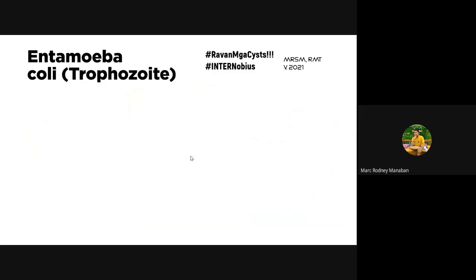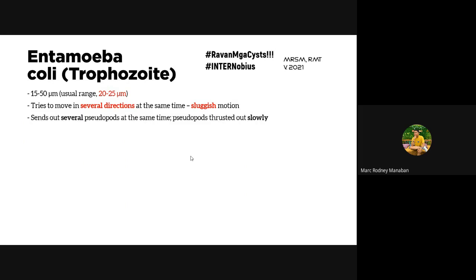Now we have here your Entamoeba coli trophozoite. For the trophozoite, it is still quite large. It moves in several directions, and is sluggish, so its movement is slow. It moves in several directions because it extends many pseudopods. Because it extends many pseudopods, it can go in many directions. Since it has many false feet, it can move around, bringing it to different directions.